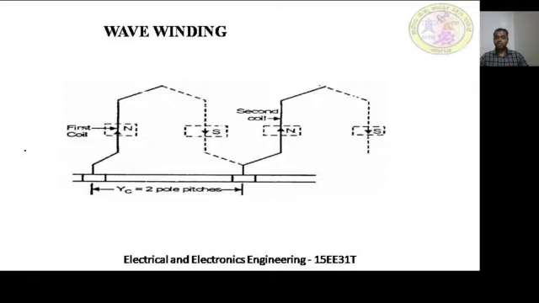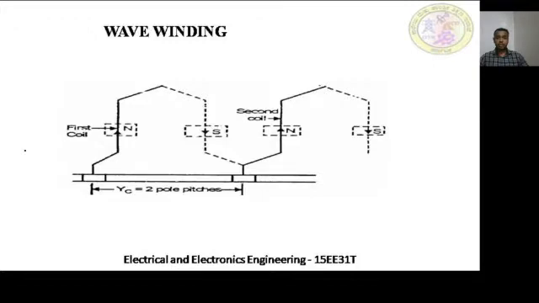How is it wave winding? See the first coil and the second coil. How are they connected? They're connected in series. You can see that for their series, both are connected to the commutator segment. So it's moving upward and falling down, rising and falling down. Hence, it resembles the formation of waves.